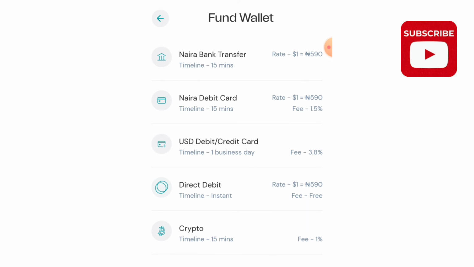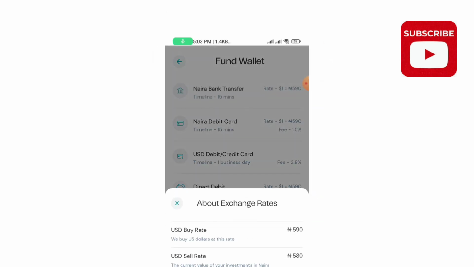This is what I use. So when you use this, they'll tell you about the exchange rate. If I want to fund this, I have to buy dollars, right? I am buying at ₦590, and the current value of my investment in Naira is ₦580. That means if I want to sell any of my investments, it's going to be ₦580.